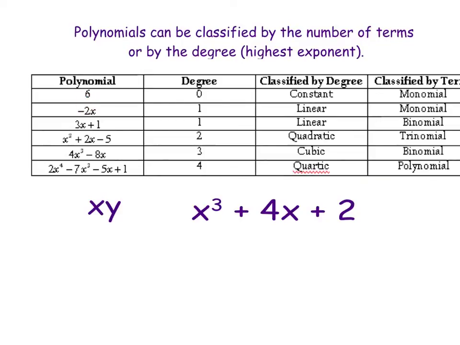Again, if there is one term, like these two, it's monomial. If there are 2 terms, like the 3x and the 1, or the 4x to the third minus 8x, if there's 2 terms, it's binomial. 3 terms is trinomial, and anything more than 3 terms we're going to say is polynomial. I'm going to hold off talking about this one for a little bit and just concentrate on this. There are 3 terms, so if I'm classifying by the number of terms, it would be a trinomial.